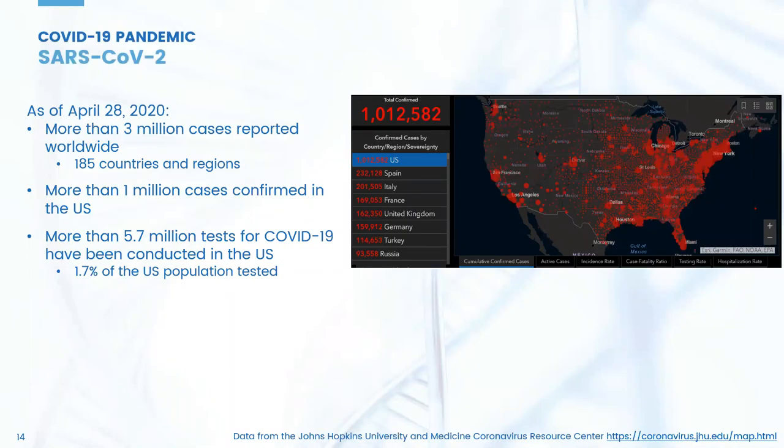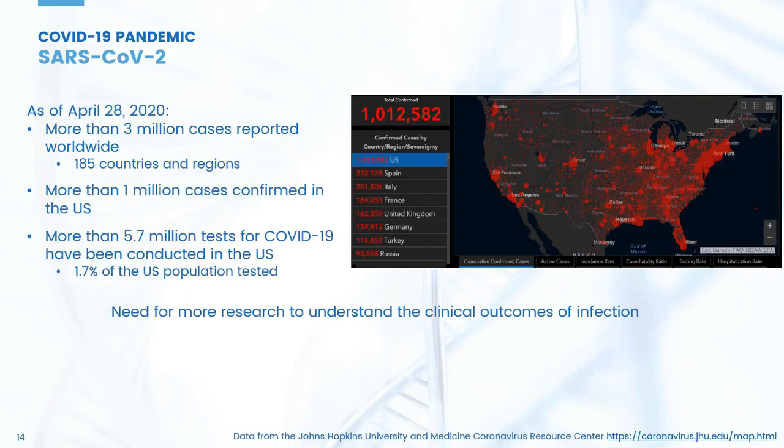We are currently living through the first pandemic in over 100 years. The COVID-19 pandemic caused by the SARS-CoV-2 virus has greatly altered daily lives worldwide. As of April 28, 2020, there have been over 3 million confirmed cases of COVID-19 worldwide, of which more than 1 million are in the US alone. The US has conducted more than 5.6 million tests for COVID-19, but this accounts for less than 2% of the total US population. These statistics highlight the need for more testing of the virus.